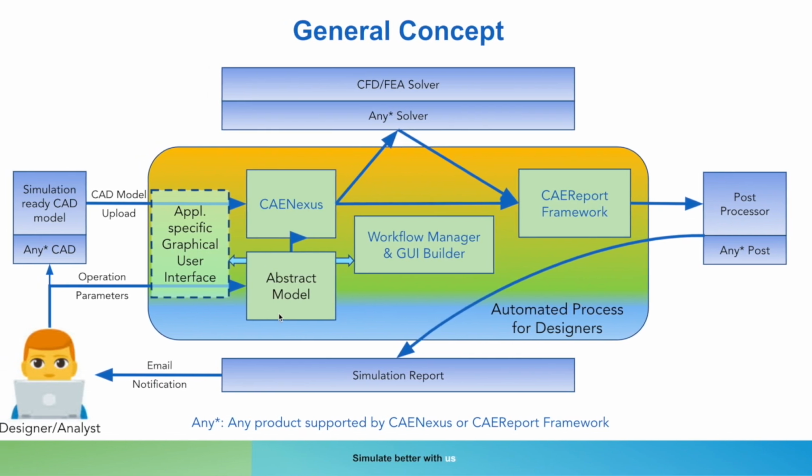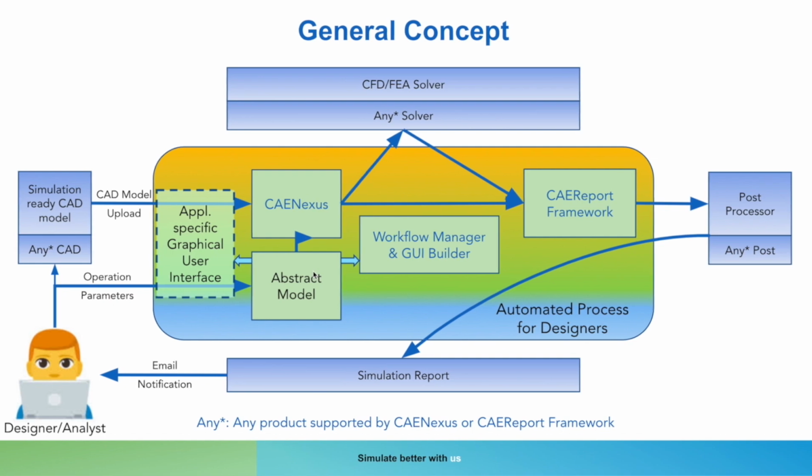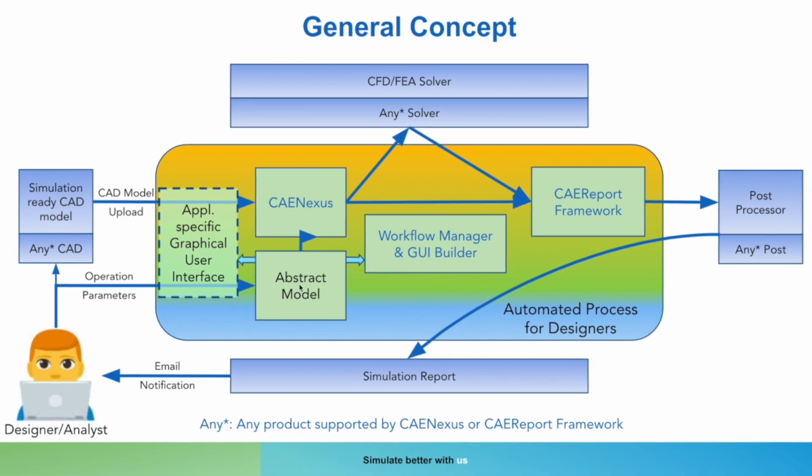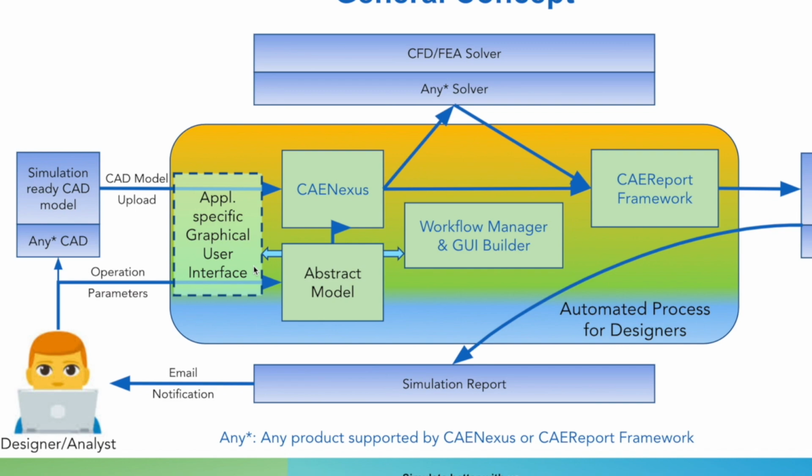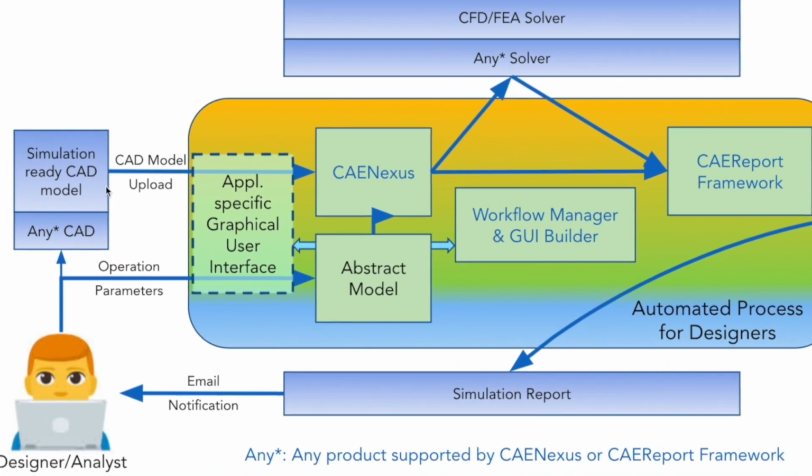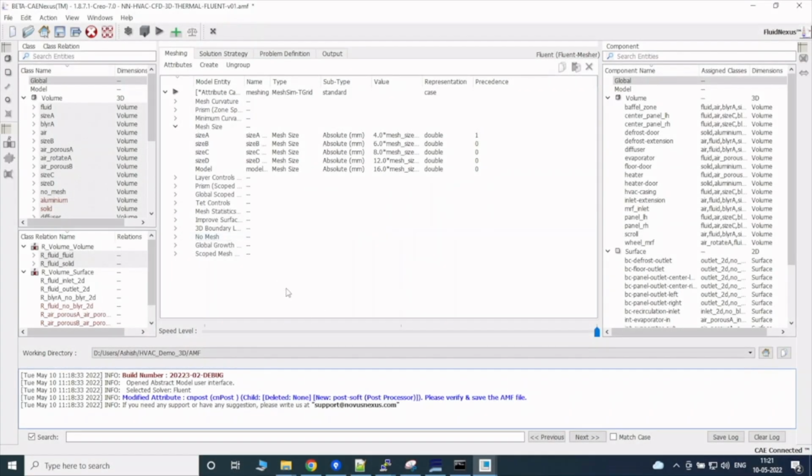First we'll jump in and look a little bit under the hood to see what an abstract model looks like, because that is going to inform how you make your CAD model. Here is the CA Nexus abstract model UI. There is no physical geometry, but instead you see classes and class relations. You'll also see four tabs: meshing, solution strategy, problem definition, and output.